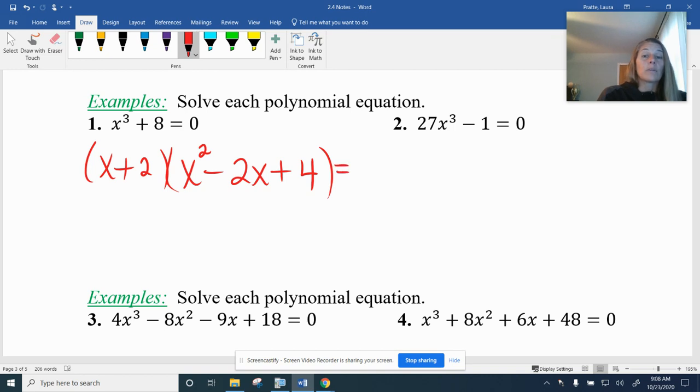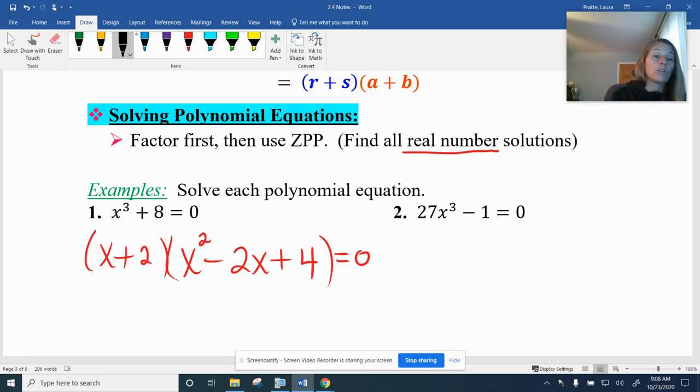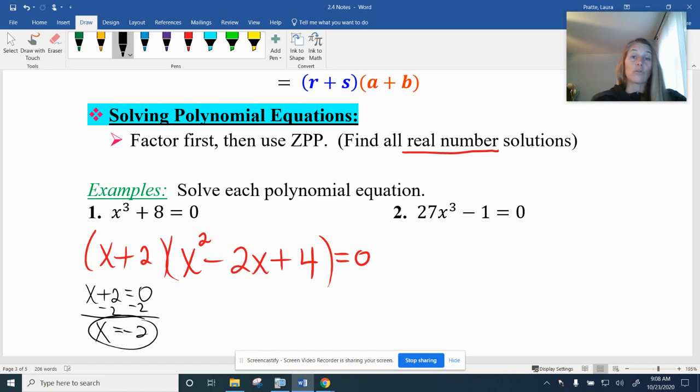Now this time you have the equal 0, so you actually want to solve whatever you can. Now remember the instructions just say we have to find real number solutions. So the first one is very simple. When you're doing zero product property, you're just setting your factor equal to 0. And then you're going to have x equals negative 2. So that's your real solution there.